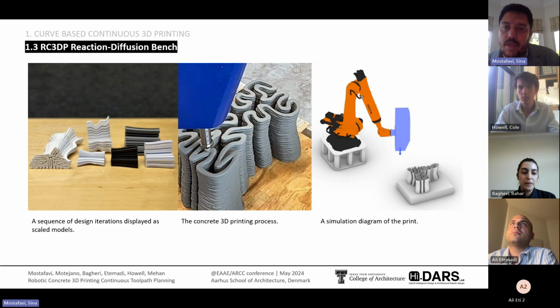In the third method we have used reaction diffusion to design a concrete printed bench. This model was chosen to generate internal and external performative tectonics, which enhance the structural robustness of the 3D printed surface.